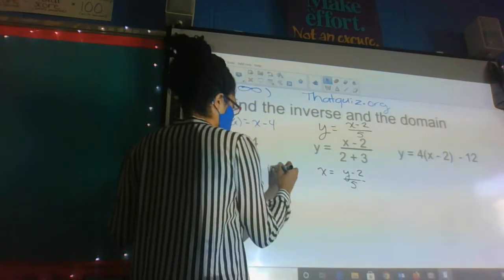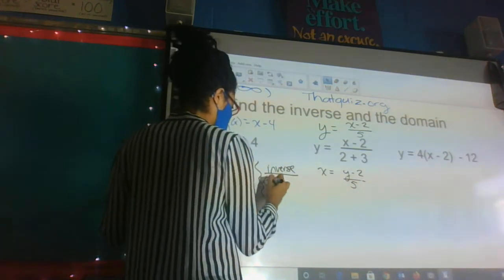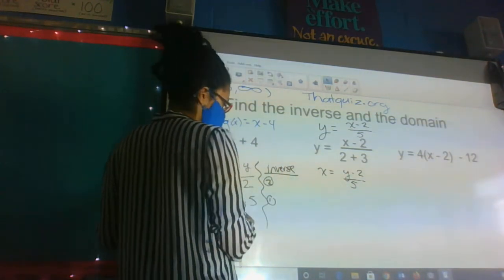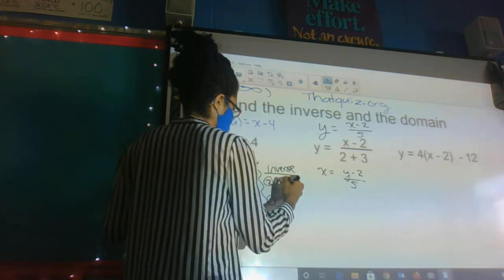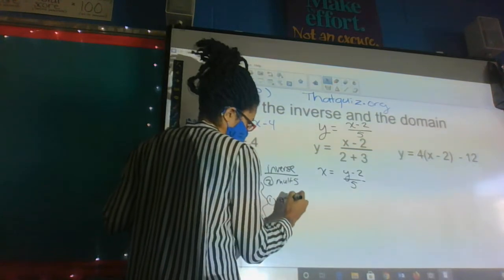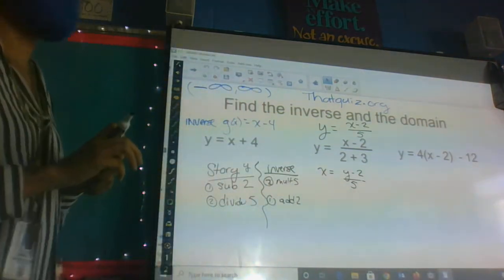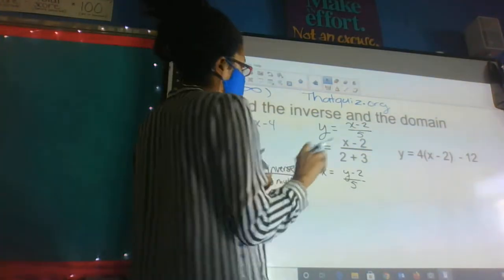So, when I want to do my inverse, I'm going to go backwards with my inverse operations. So instead of divided by 5, I'm going to, instead of subtracting 2, I'm going to. So now I'm going to apply these steps to my inverse function.